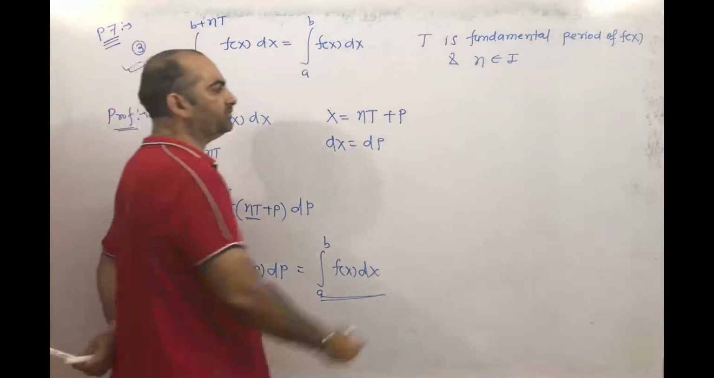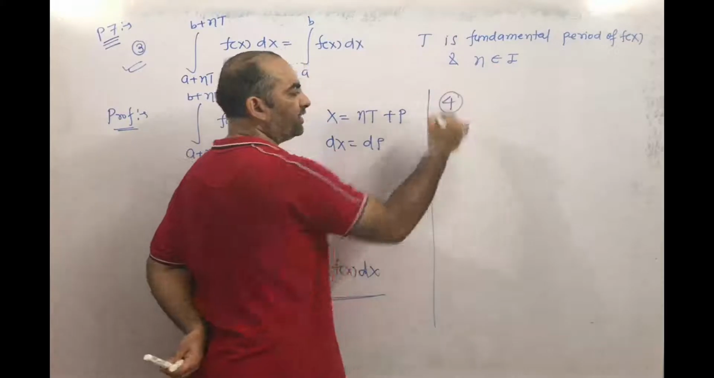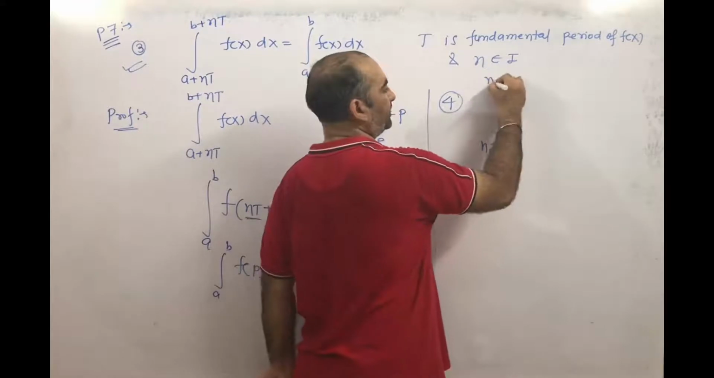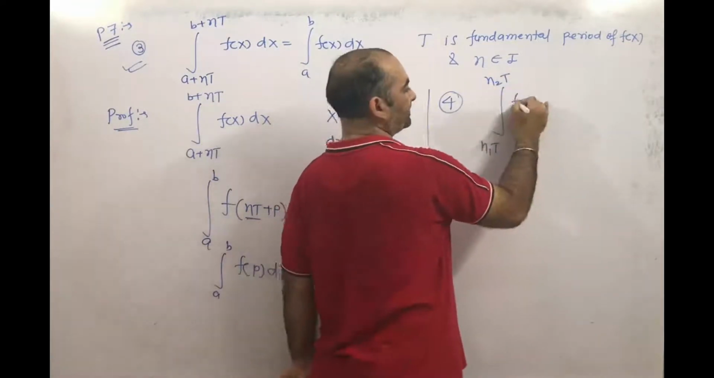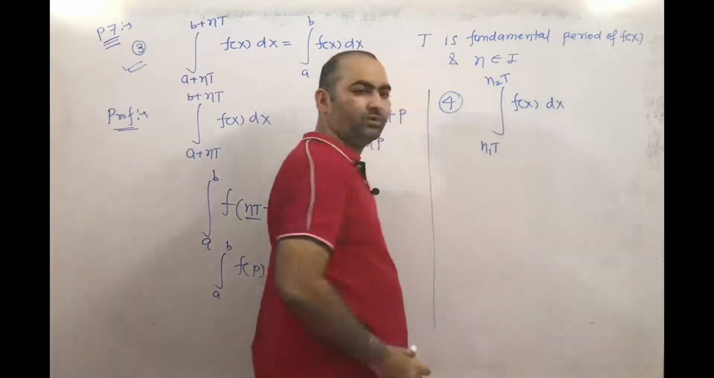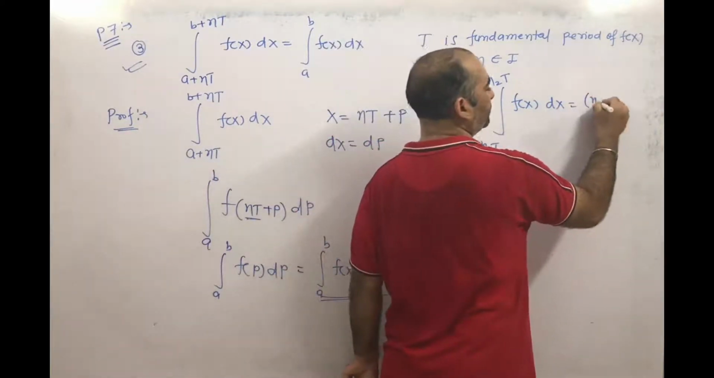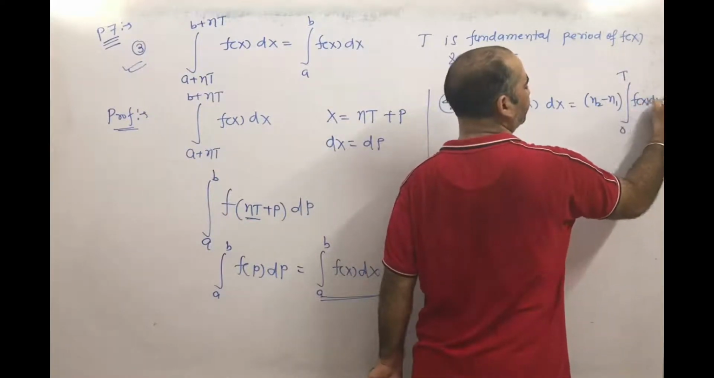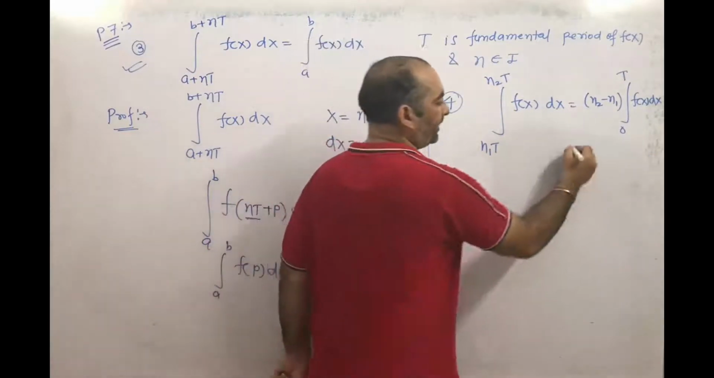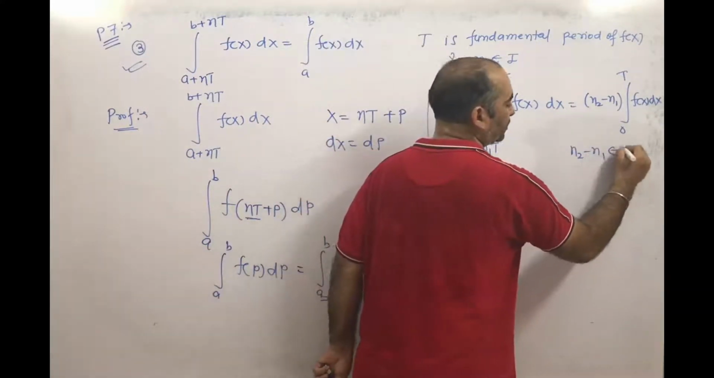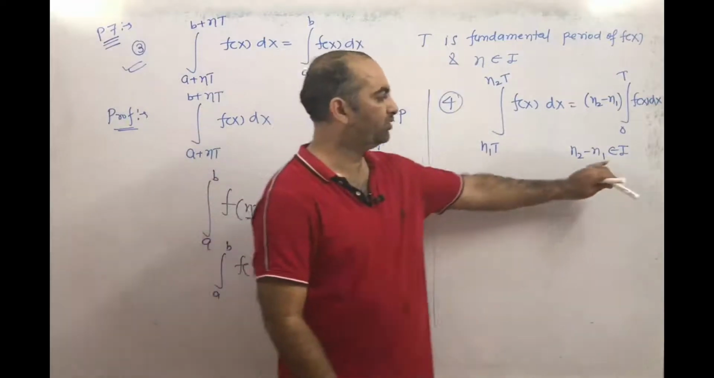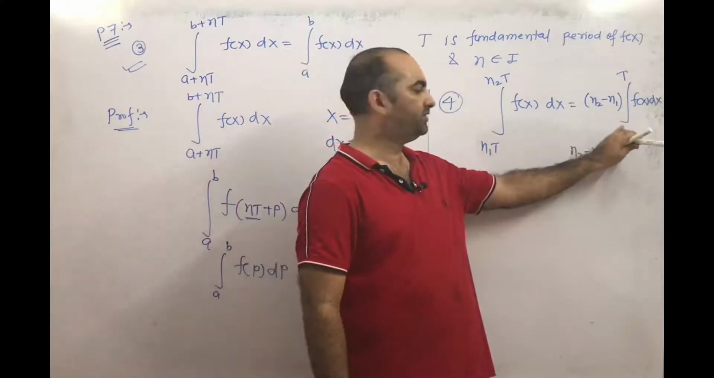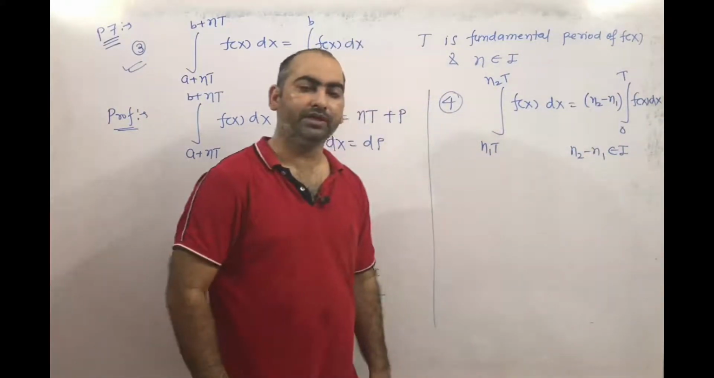Here I am discussing point number 4. What is point number 4? If I have integration from n1T to n2T of f(x) dx, we can write it as (n2 minus n1) times integration from 0 to T of f(x) dx, where n2 minus n1 belongs to integers. Now we will discuss the proof.